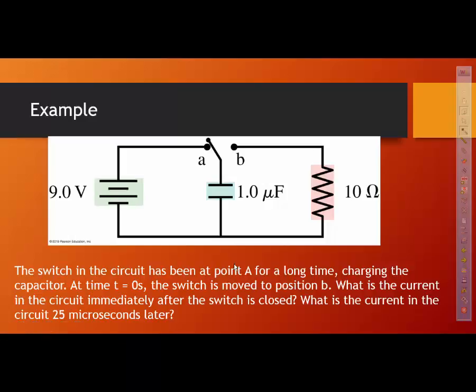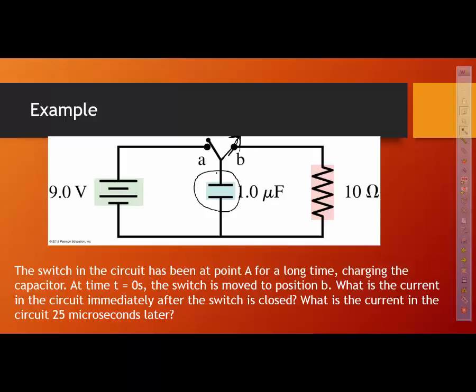Okay, so let's look at this example here. Kind of a simple, straightforward, conceptual thing. The switch in the circuit has been at point A for a really long time, charging up this 1 microfarad capacitor. Once it's charged up, remember we won't have any more current flow. And then at time t equals 0, the switch is moved over to point B. What is the current in the circuit immediately after the switch is closed? And then what is the current in the circuit 25 microseconds later?